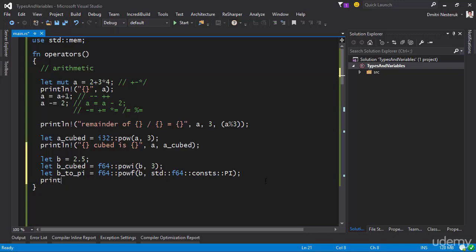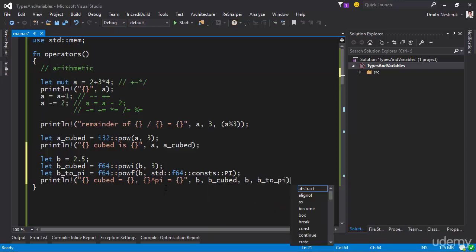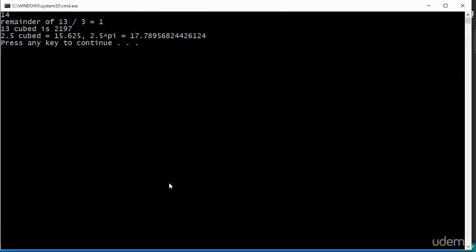And then let's print out these values. So let's do a println. So b cubed is equal to this value, and b to the power of pi is equal to this value. So now I'm going to have b cubed, then b again, and b to the power of pi. And rest assured that this will give us the right values.